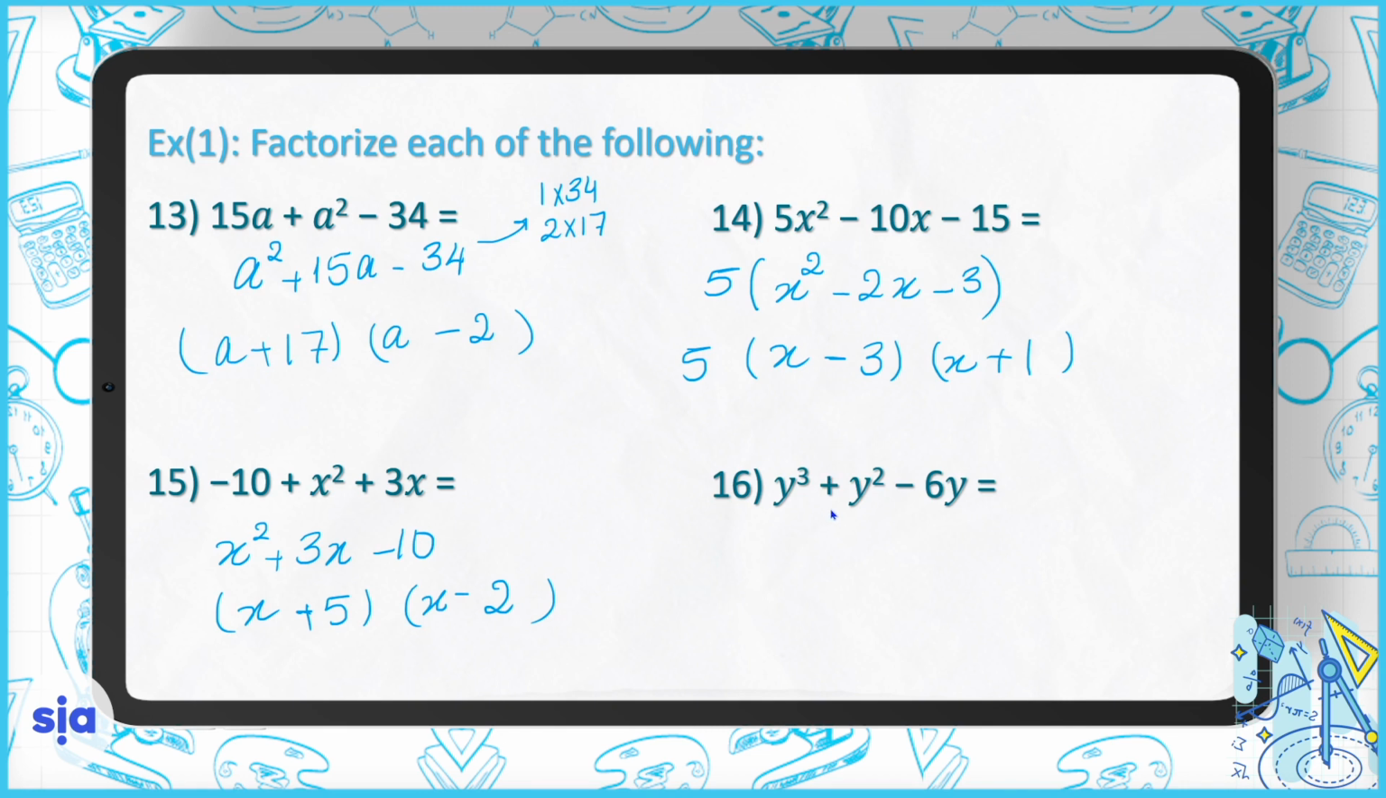Question 16. The HCF here, excellent students, excellent, is the y. So we take it outside as a highest common factor: y squared plus y minus 6. After that, here's the y. Here we need to make the two brackets as y and y, plus minus, and it's 3 with the 2 in the other one.